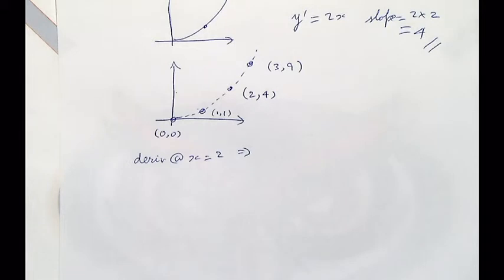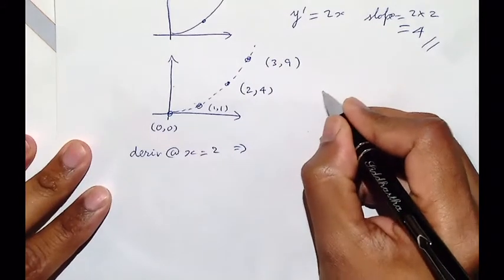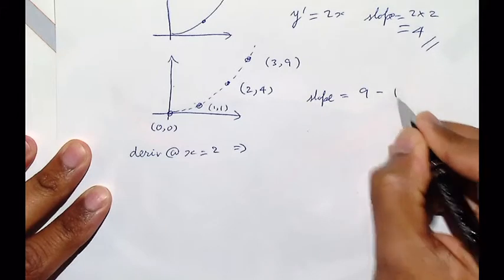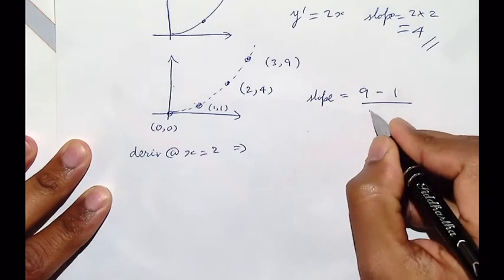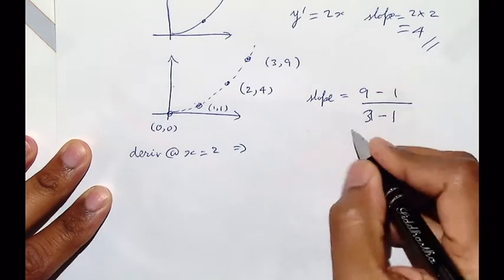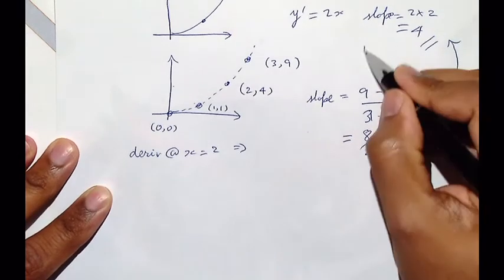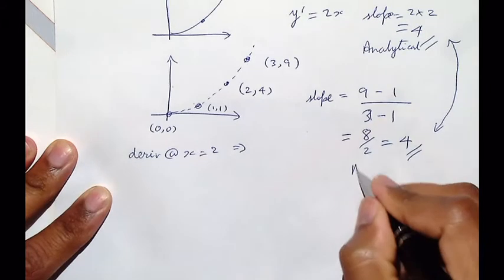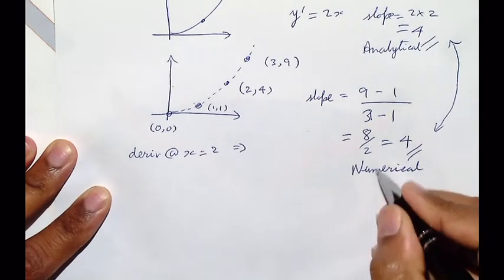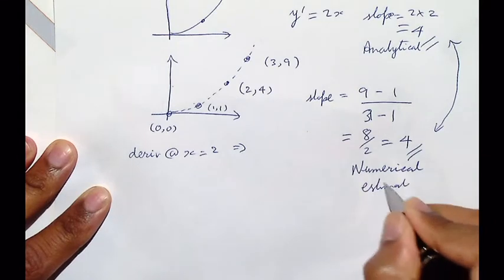You mean the slope? Yeah, the slope. You could just take the y3 minus y1 over x3 minus x1. Alright, so you want to take these two points and compute the slope using these two. Yeah, that's something we can do. So the slope is basically y3 minus y1, that's 9 minus 1, over x3 minus x1, that's 3 minus 1. So it's 8 over 2 equals 4. Our estimate seems to be exact. So this is analytical, and this is a numerical estimate. We will see today why this particular estimate is exact. Okay, give me another estimate.